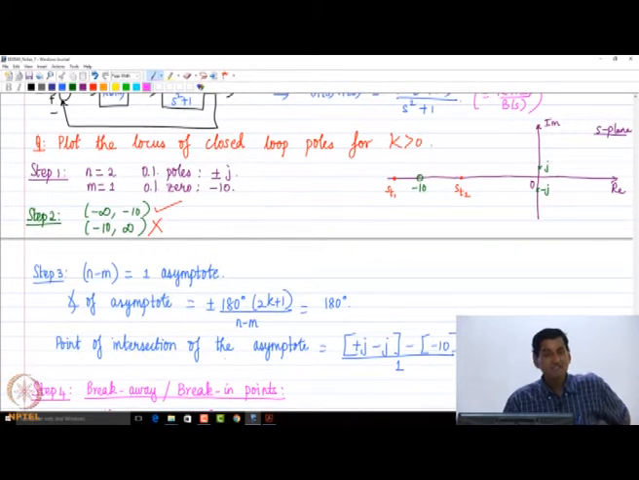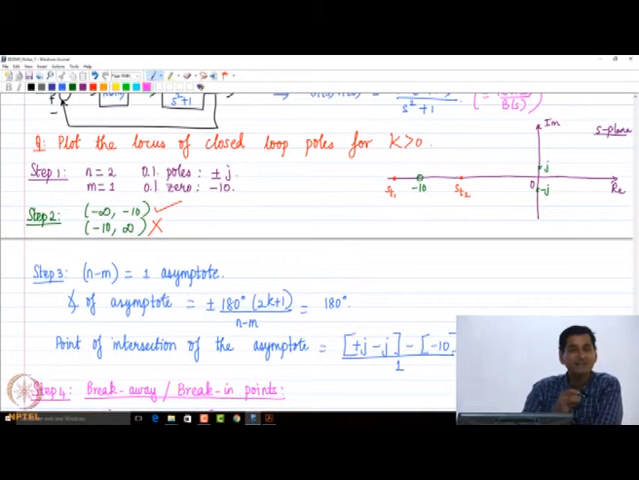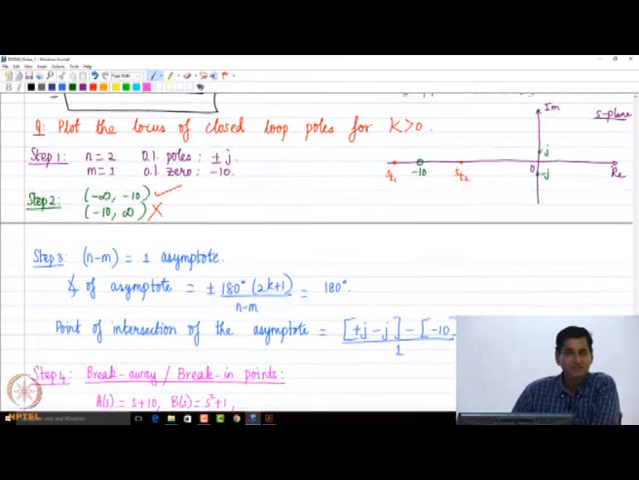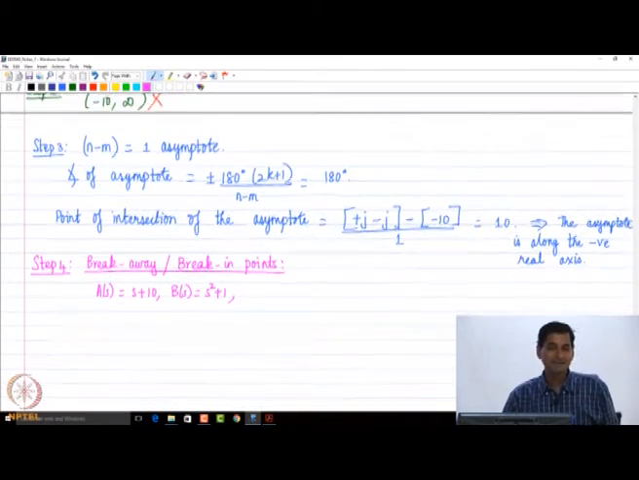What is an asymptote? The asymptote indicates the line along which the root locus will tend as it goes to infinity. That's the meaning of asymptote. Now, when we say the asymptote makes an angle of 180 degrees with the positive real axis and intersects the real axis at plus 10, the only choice is the real axis itself. Only if the asymptote is along the negative real axis can you satisfy these two conditions. So that's why the asymptote is along the negative real axis.